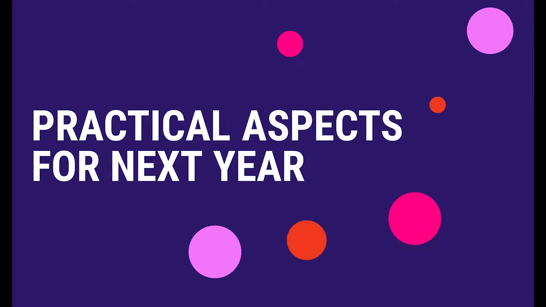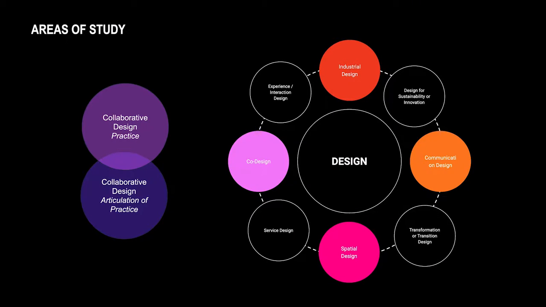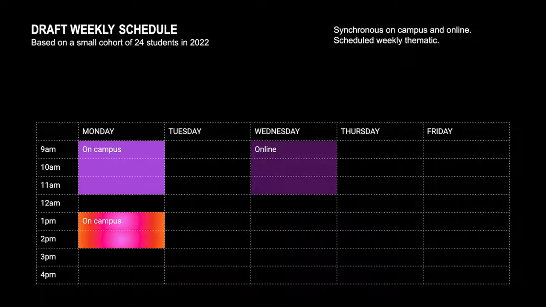Moving on to some practical aspects for next year. In this unit, you'll be practicing collaborative design and articulating what that means. It might mean that you continue to develop your specialization or shift your practice towards something like service design. Both are valid. I'd like to ensure you have access to tutors from a range of backgrounds, and I've built a dedicated space for this.